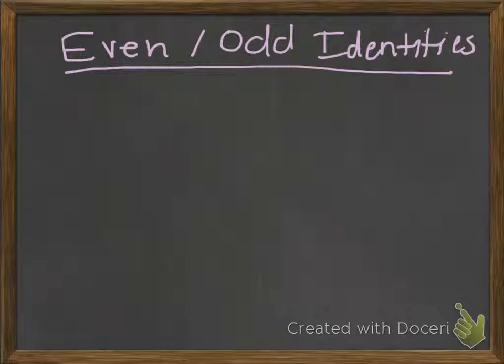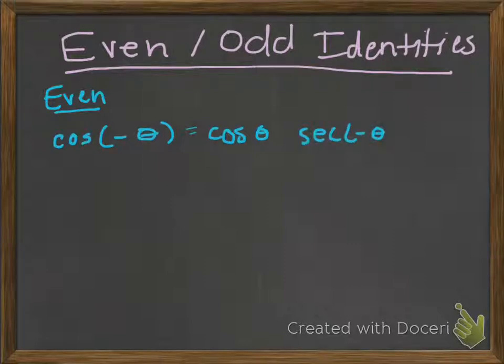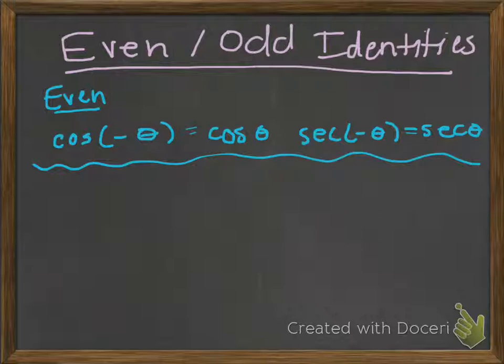So the even-odd identities: my even functions are cosine and secant, and the even identities say that cosine of a negative angle is the same thing as cosine of a positive angle. So if this is true for cosine, this is also true for secant. Secant of a negative angle is the same thing as secant of a positive angle. My odd identities are the remaining four.